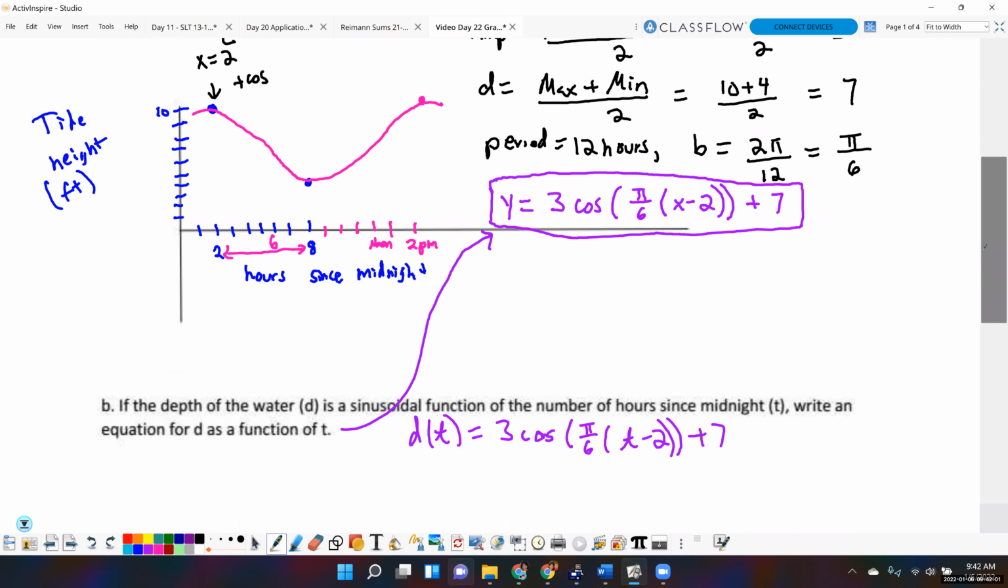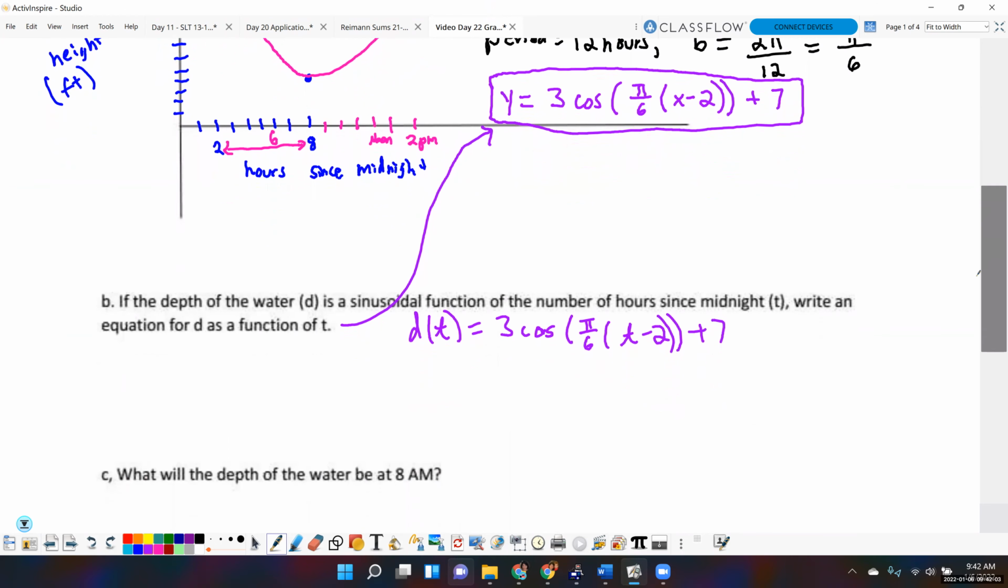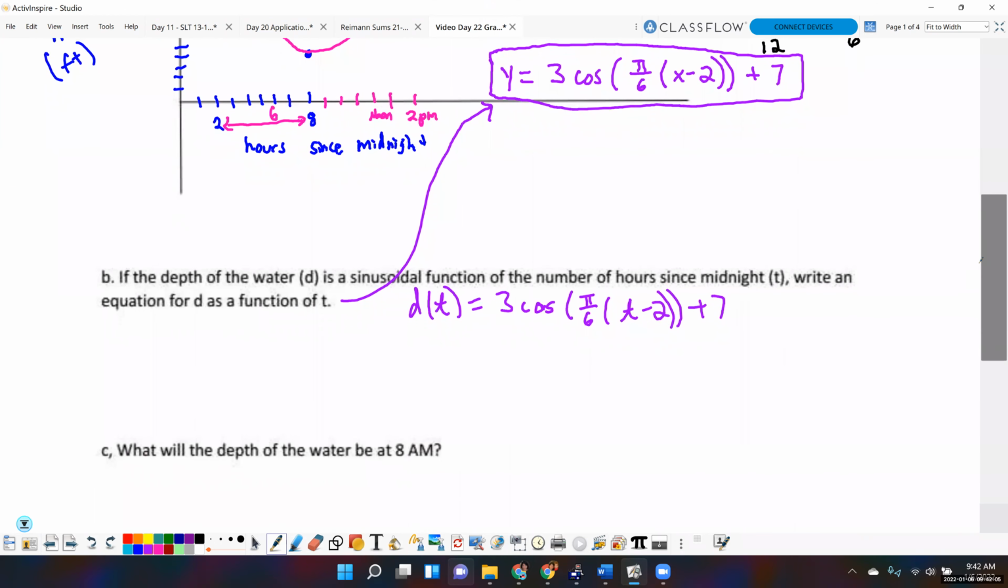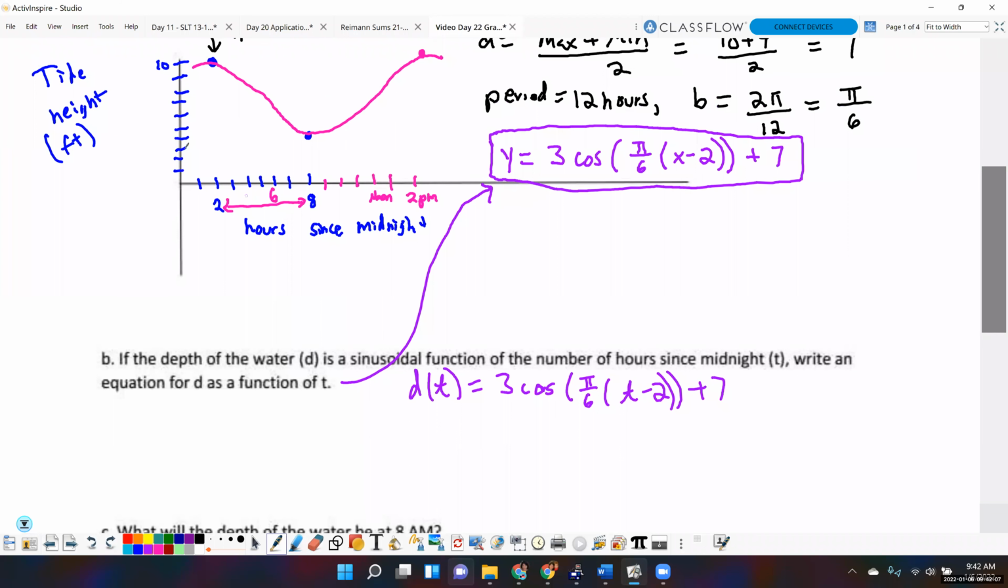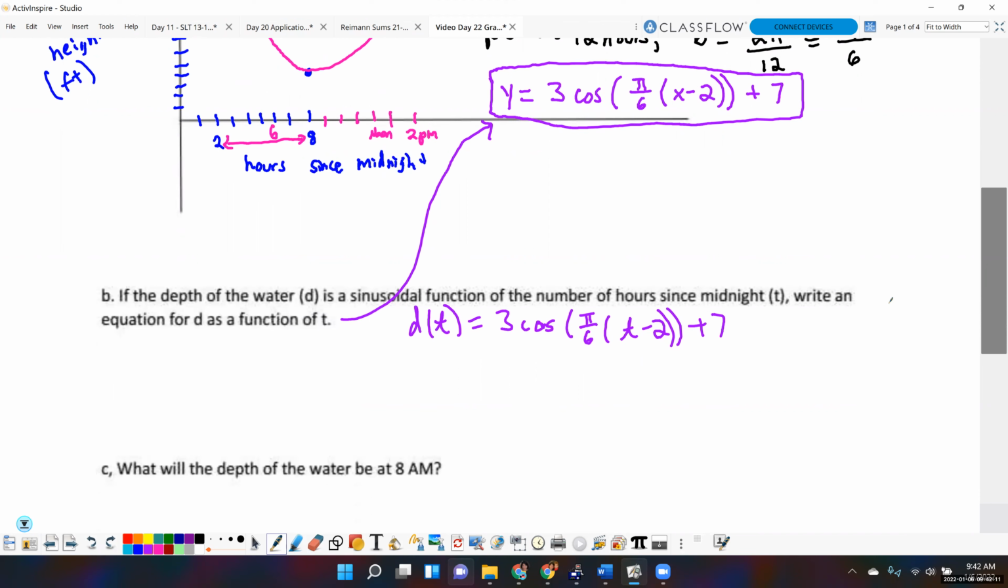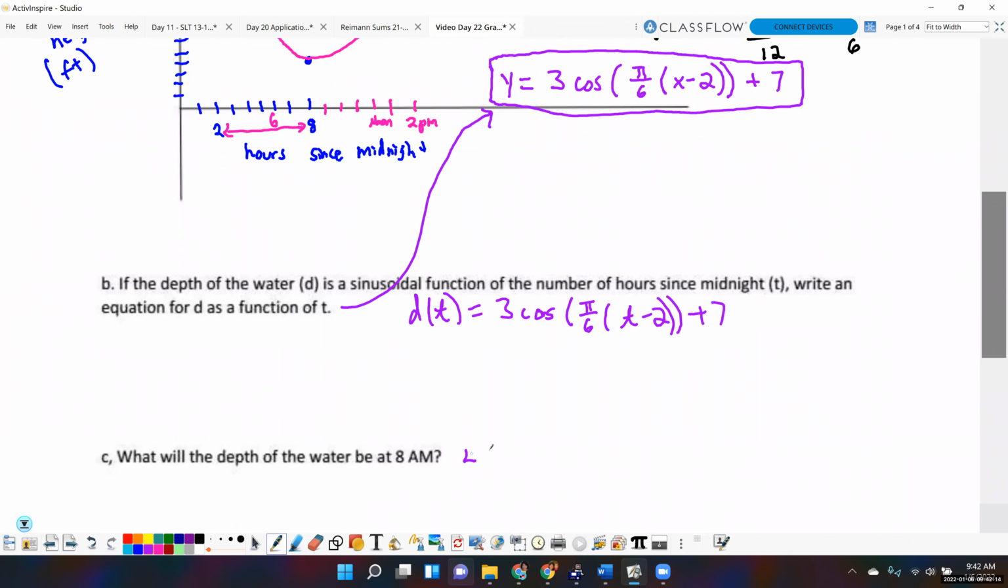Okay. Letter C asks, what would the depth be at 8 a.m.? Well, at 8 a.m., I can see the depth is just 4. I can see that on the graph. There is no calculation to do there.